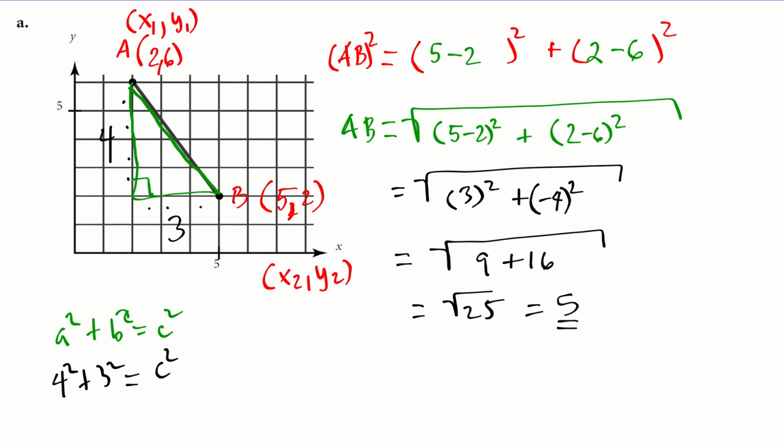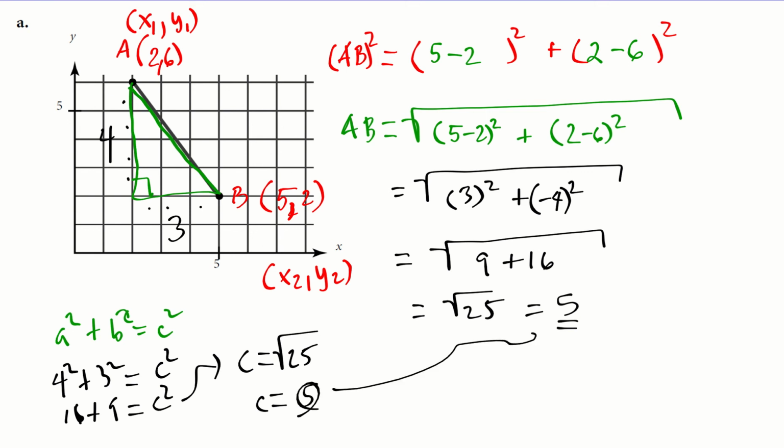Now, let's keep going. 4 squared is 16. 3 squared is 9. That's equal to c squared. Now we have that c is equal to the square root of 16 plus 9, which is 25. And in fact, c, the hypotenuse of that right triangle, is 5. So if you take a look, you'll notice the distance formula is the Pythagorean theorem in disguise.